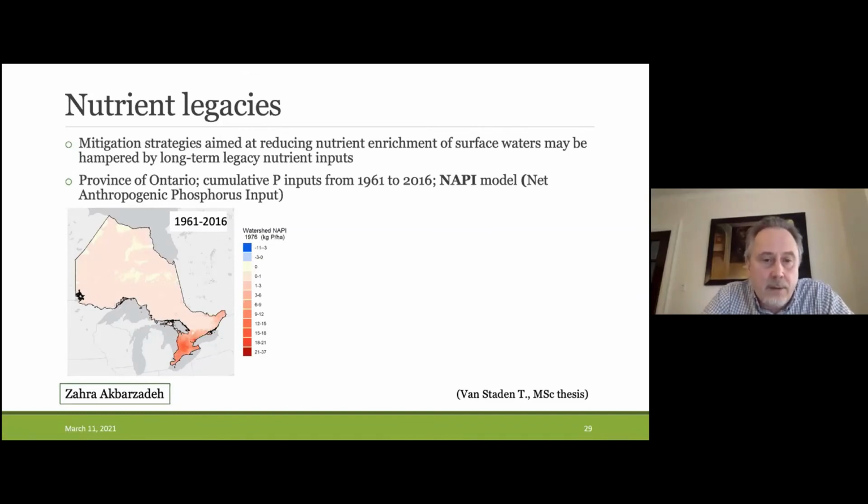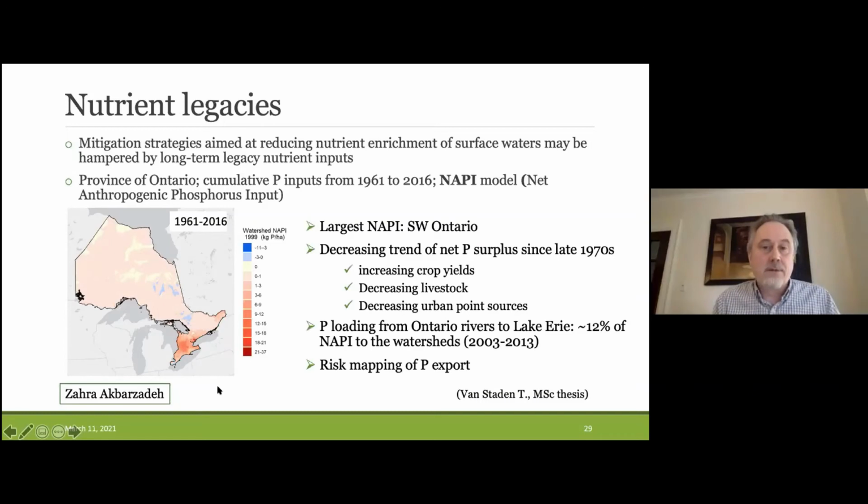And of course, one of the things you see is we have this hotspot of nutrient inputs in the southern part of Ontario, because that's where all the agriculture is taking place, and that's where most of the people in Ontario are living. So the result is that the largest inputs of phosphorus to the landscape are in southwest Ontario. If you follow this, we started in '64, '65. See the colors are getting redder and redder. So from the 60s to about the late 1970s, we have year by year increasing inputs of phosphorus to the landscape. But since the late 1970s, it's actually decreasing because of increasing crop yields, decreasing livestock, and decreasing urban point sources.